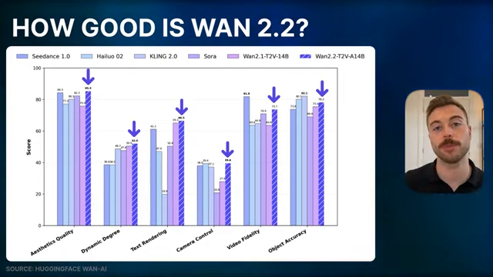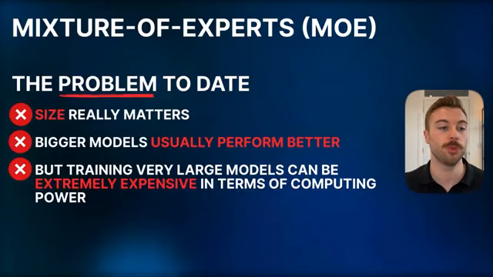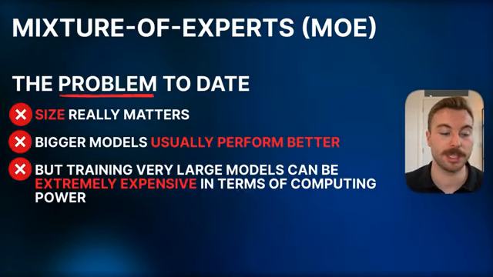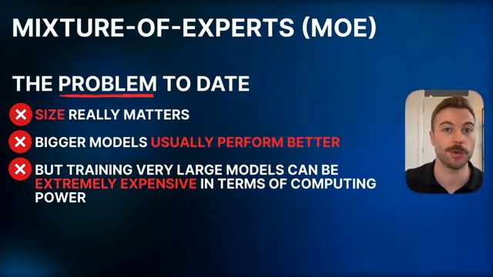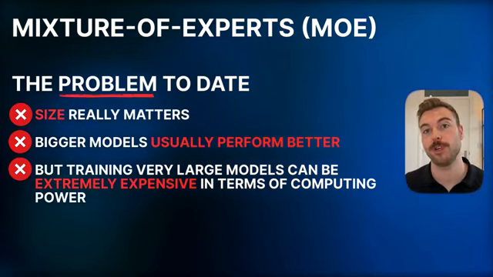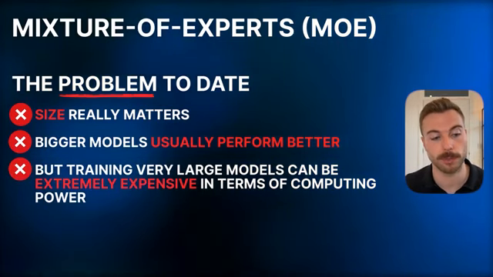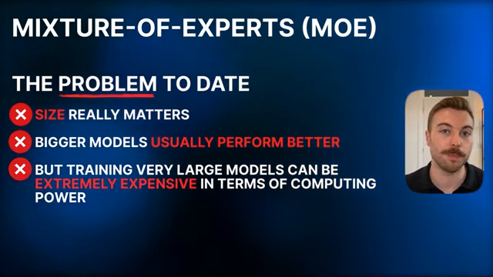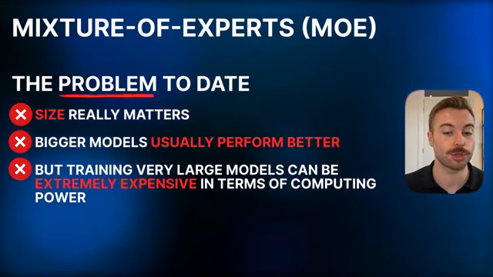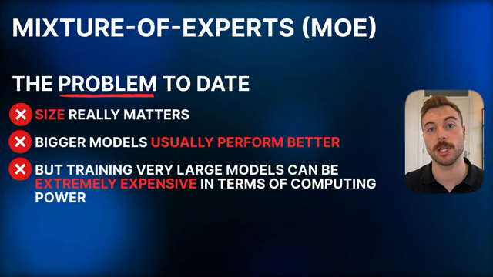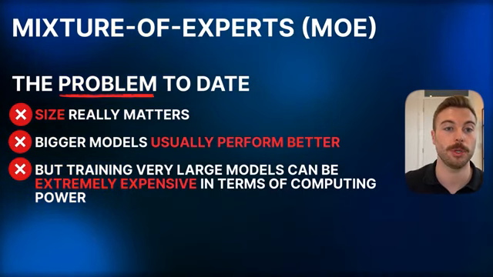Well, they've done something called mixture of experts. Now, why is this important? Well, the problem to date is that when training these text and image to video generation models, size really is the key. The bigger the model, the better it usually performs. But to get these big models ready to go and shipped out for us to use, they're usually extremely expensive in terms of the computing power needed to train that model to get the output.